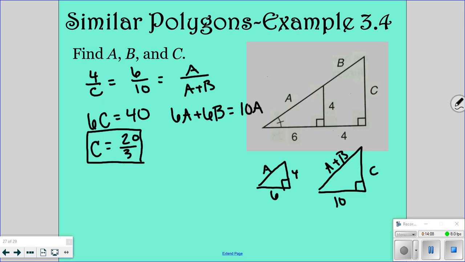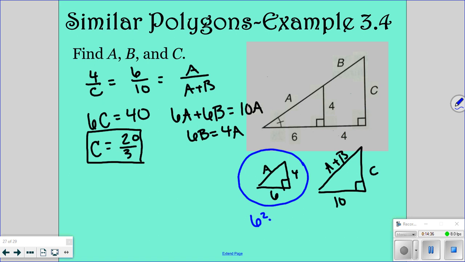If you cross multiply, and then if you subtract this 6A, you would have 6B equals 4A. Okay, so we need to either find A or B to be able to find the other one. So if you come back over here and look at this triangle, we can use Pythagorean theorem to find A.